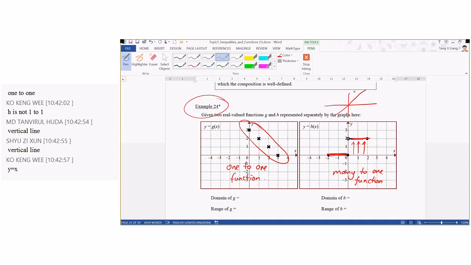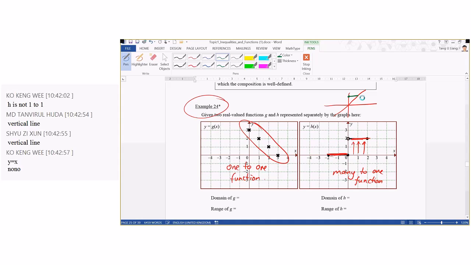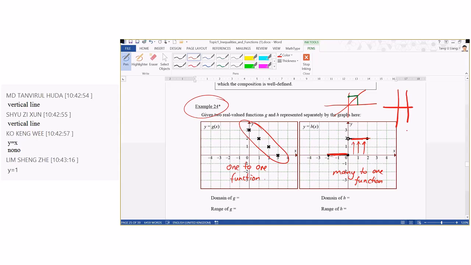Let me address some of the suggestions. Some of you say a vertical line, maybe like this. But guys, a vertical line is not a function. Yeah, y equals to 1, something like this. So clearly many points map to 1, so this is not 1 to 1. I'll give you another one: y equals to x squared. So x squared is also not 1 to 1.